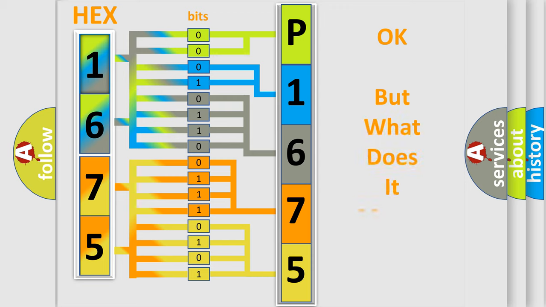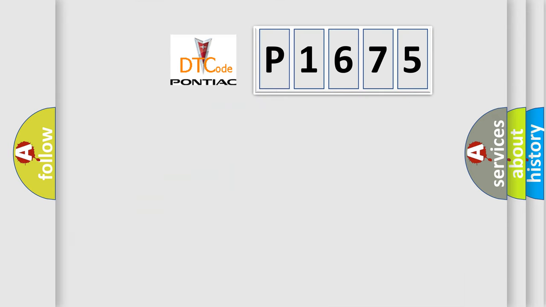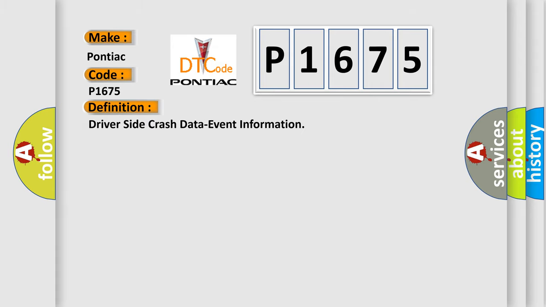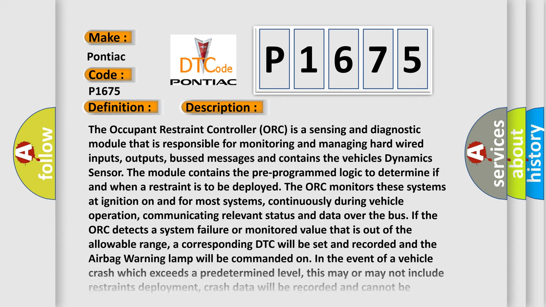The number itself does not make sense to us if we cannot assign information to what it actually expresses. So, what does the Diagnostic Trouble Code P1675 interpret specifically for Pontiac car manufacturers? The basic definition is driver side crash data event information. And now this is a short description of this DTC code.